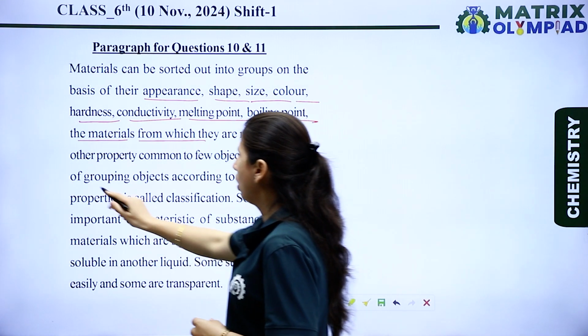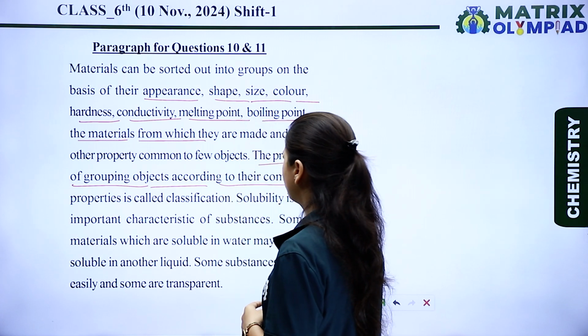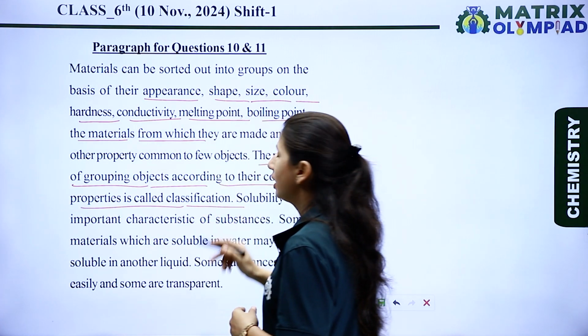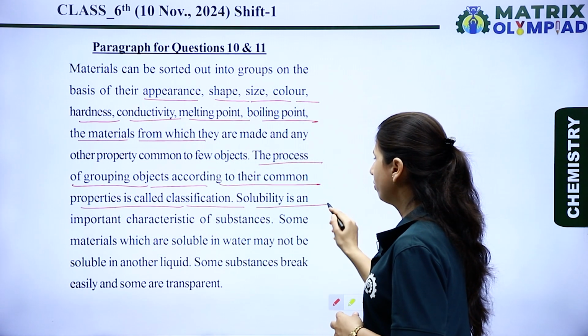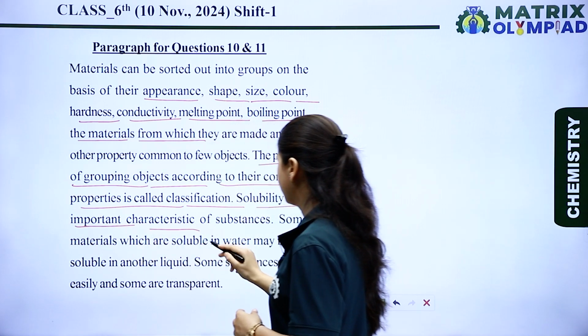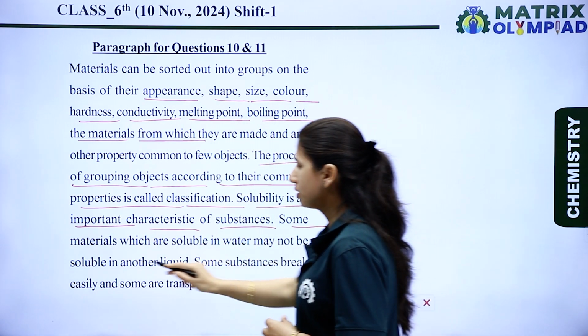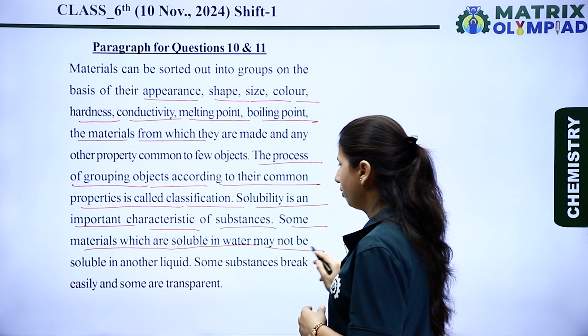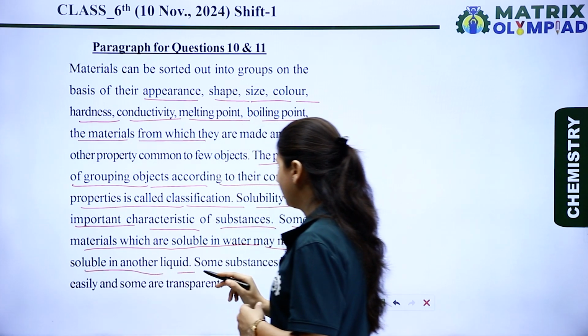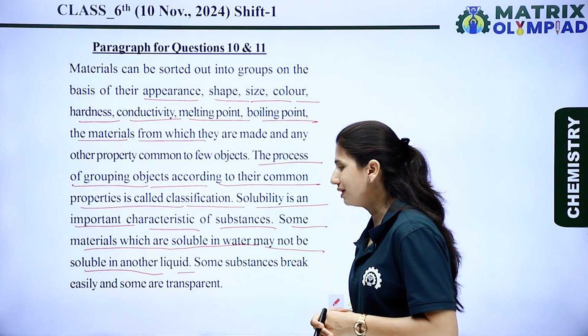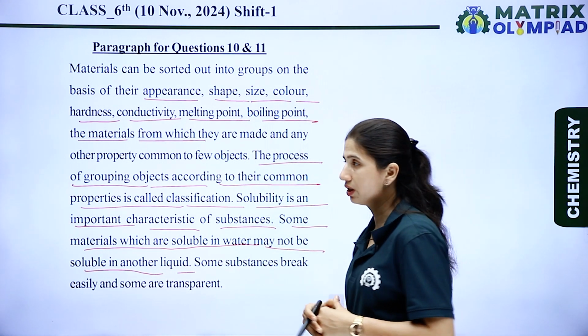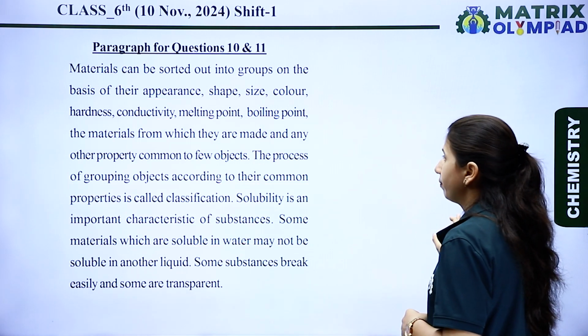The process of grouping objects according to their common properties is called classification. Solubility is an important characteristic of substances. Some materials which are soluble in water may not be soluble in another liquid. Some substances break easily and some are transparent. So let's see the questions.